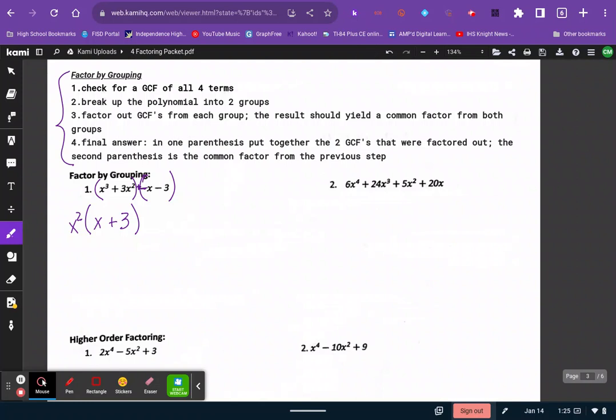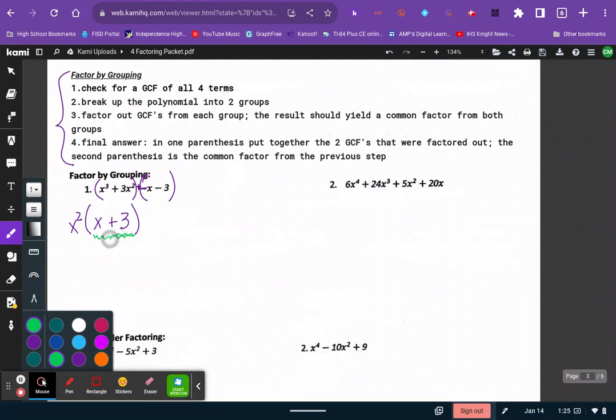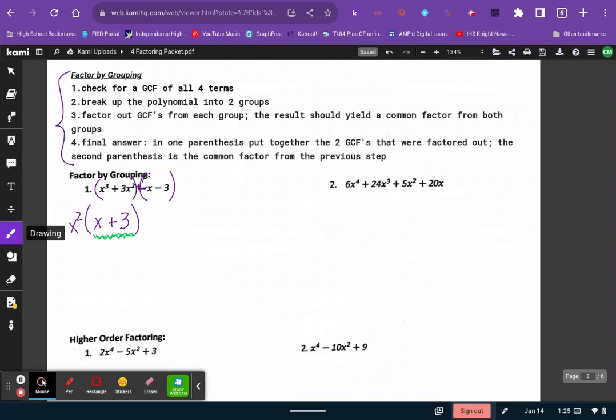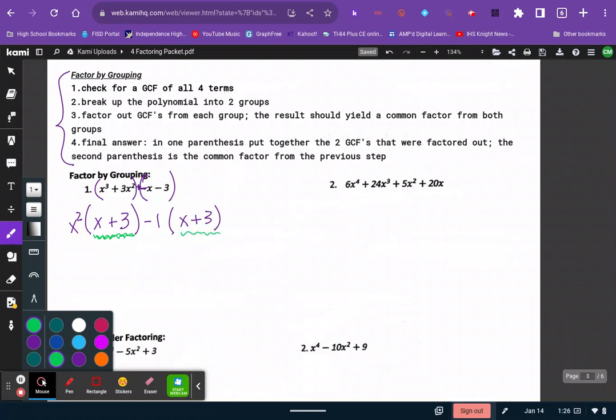Knowing that I'm trying to get my common factors alike, knowing that this is what I want to have inside my parentheses, excuse me, I'm going to factor out a negative 1. So if I factor out a negative 1, then that leaves me with x plus 3 inside the parentheses, which is my common factor here.